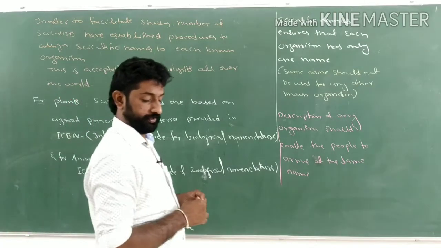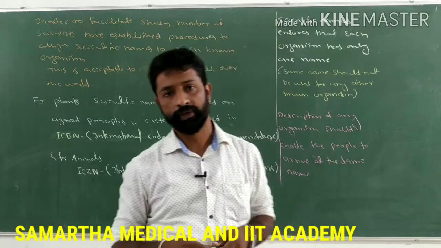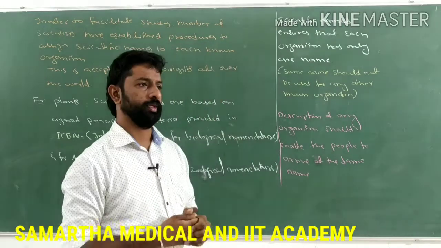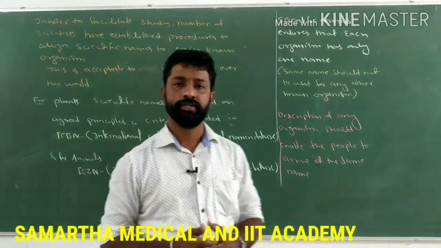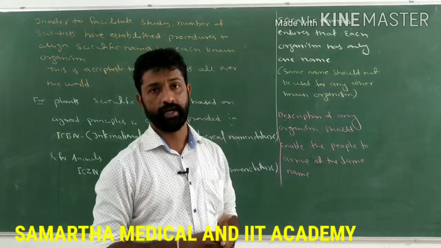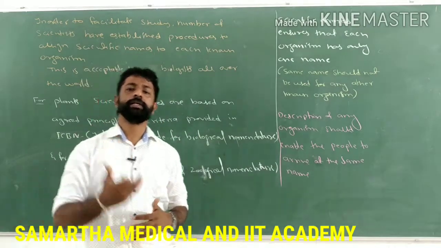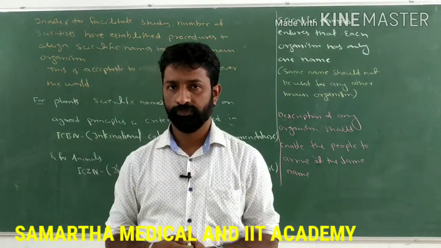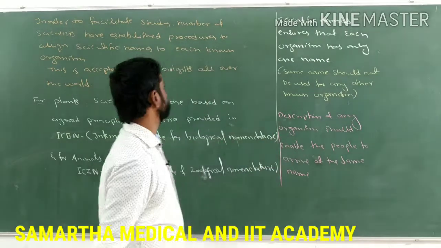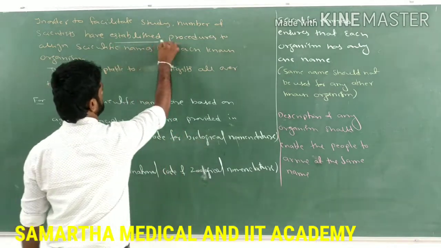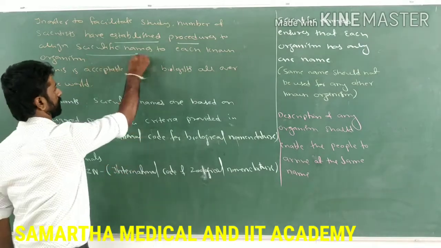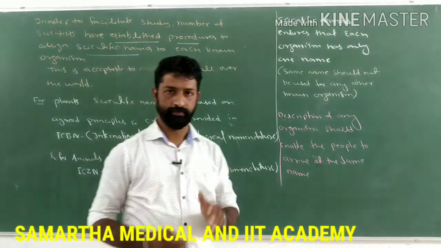Hello dear students, so let's continue the discussion regarding the nomenclature and identification and how scientific names are given for the living organisms. As nearly 1.7 to 1.8 million species of organisms are identified and described, in order to facilitate the study of these organisms, a number of scientists all over the world have developed or established certain procedures in order to give scientific names for each known organism.